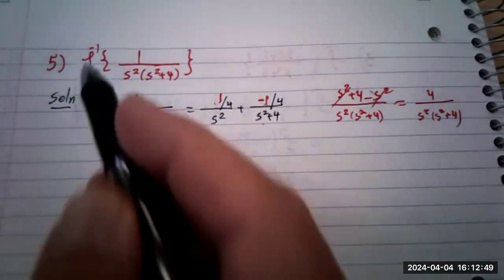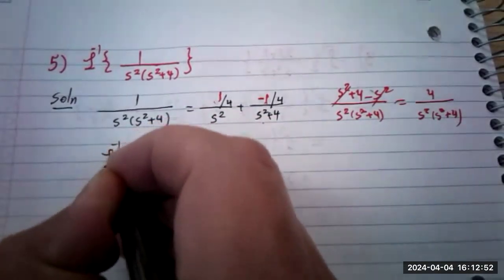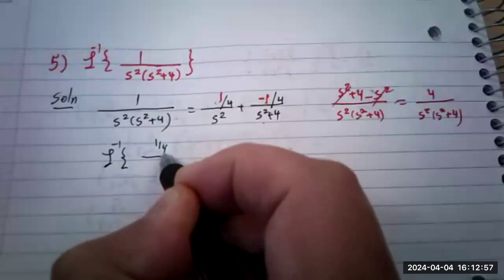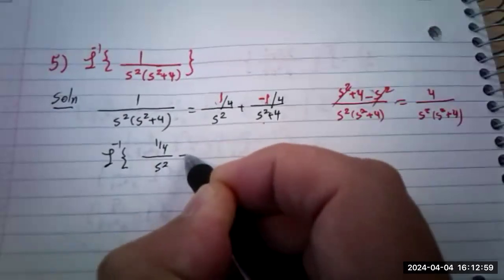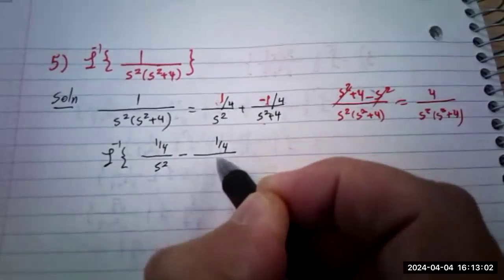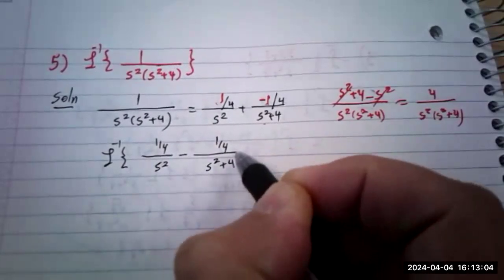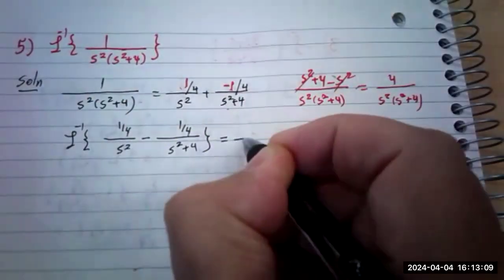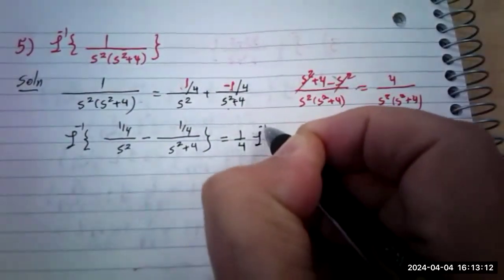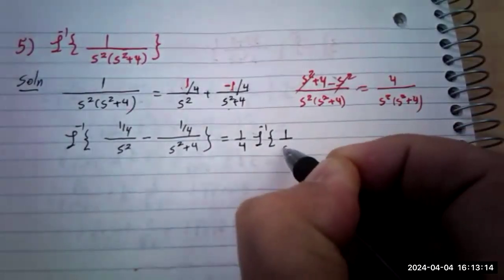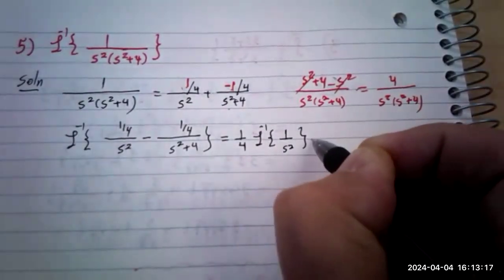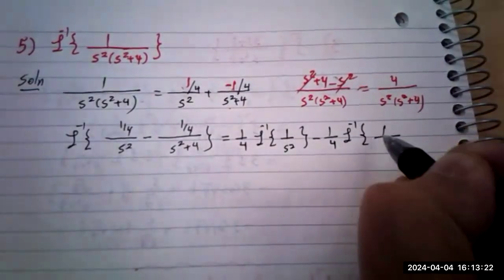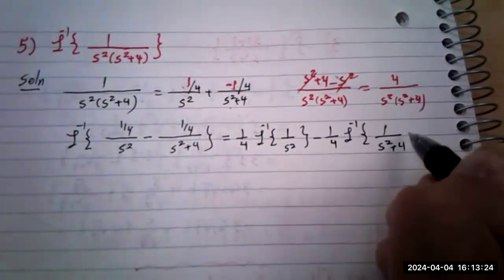Now we can find it. So now the Laplace inverse, okay, the Laplace inverse will be changed to what? It will be changed to a quarter over S squared, I rewrite it, minus a quarter over S squared plus 4. Pull out this number and then take the inverse. It's going to be a quarter Laplace inverse of 1 over S squared, and this is going to be negative a quarter Laplace inverse of 1 over S squared plus 4.